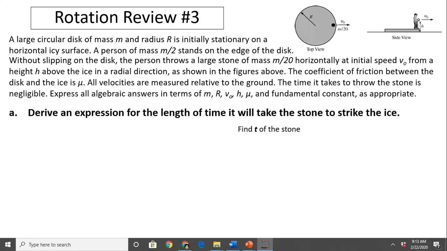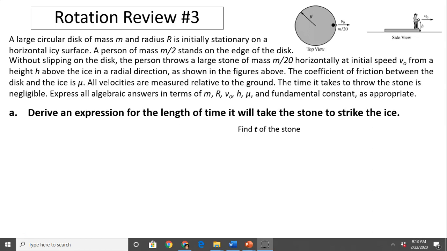Question number 3. A large circular disk of mass m and radius r is initially stationary on a horizontal icy surface. A person of mass m/2 stands on the edge of the disk. Without slipping on the disk, the person throws a large stone of mass m/20 horizontally at initial speed v0 from a height h above the ice in a radial direction, as shown in the figure above.